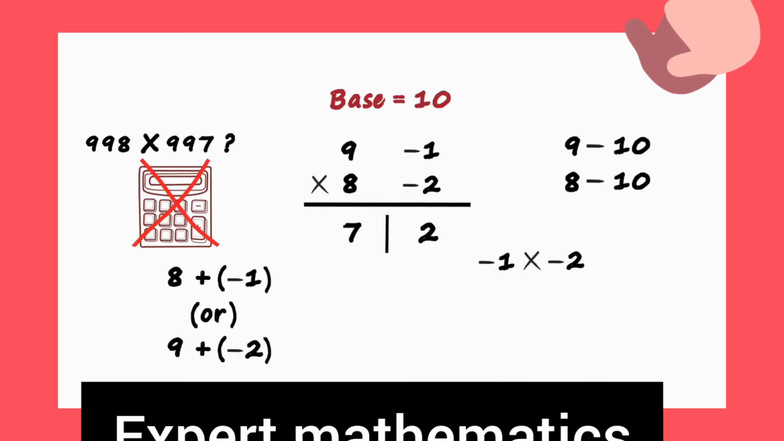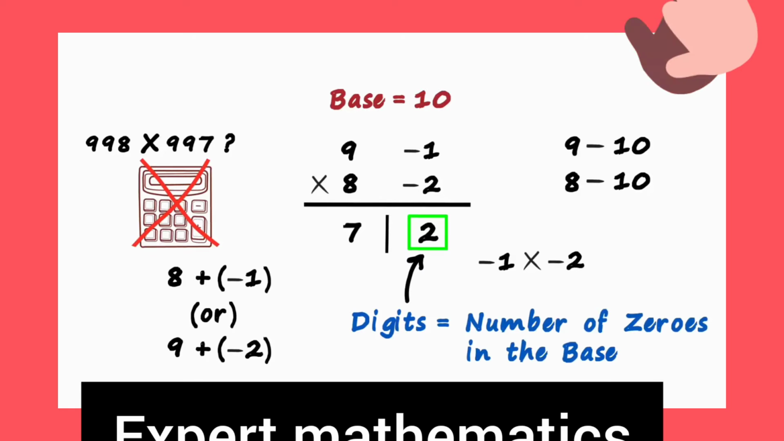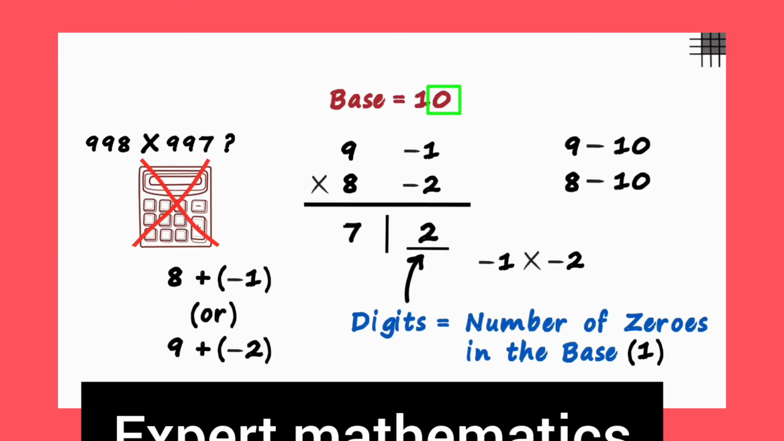Is there anything we need to be careful about here? Yes. On the right, the number of digits should be equal to the number of zeros in the base. Here, the base has 1 zero, so we write just one digit on the right. Don't worry, everybody thinks this is difficult at first. So let's quickly solve a couple of problems and you will see how simple this technique actually is.